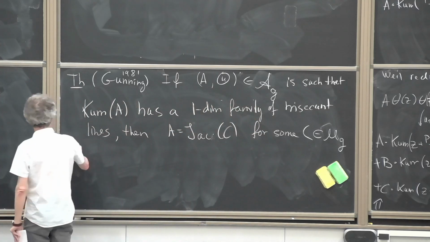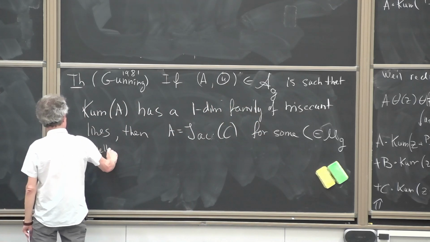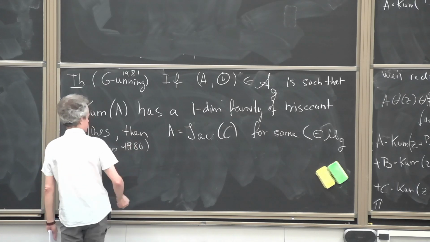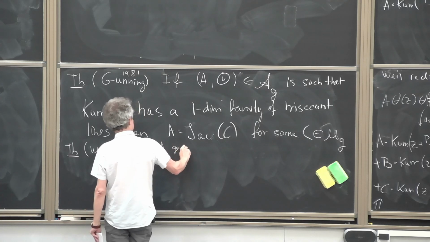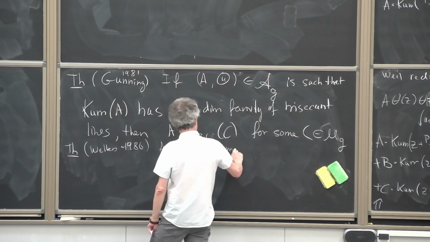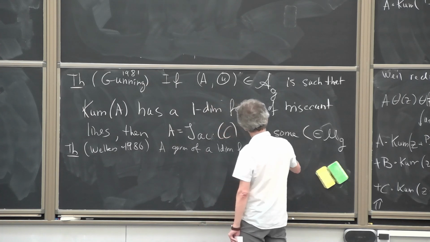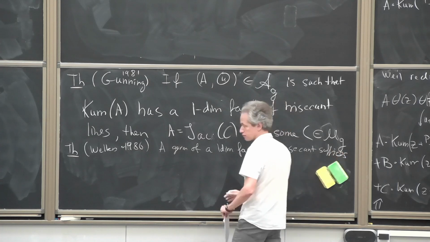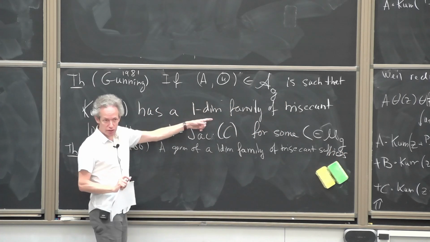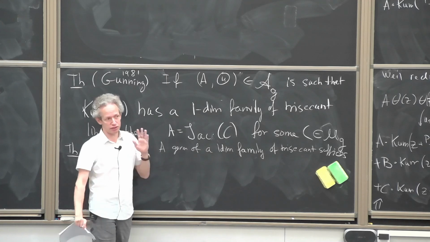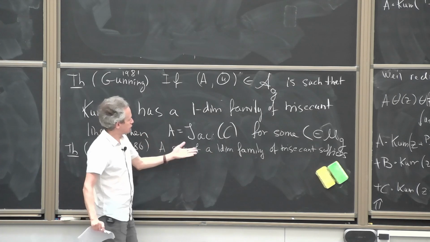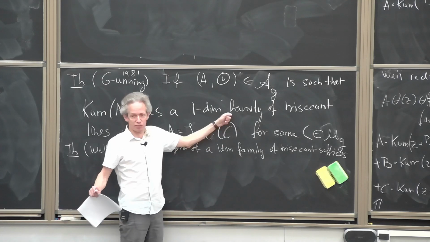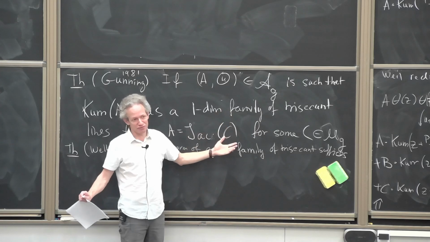So the next theorem in this direction was due to Welters, I think 1986 probably or so: a germ of a one-dimensional family of trisecants suffices. Meaning, if you don't really have a one-dimensional family, but you have a germ, an infinitesimal formal germ, that's enough. It's sort of natural how you try to prove it. Well, you have a germ, why don't we extend it to an actual family and apply Gunning? That's how you do it. I'm not going to tell you how.